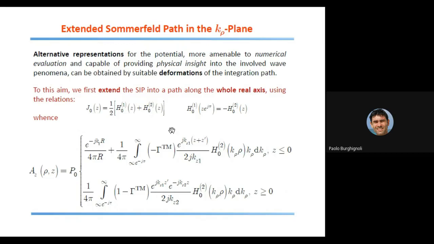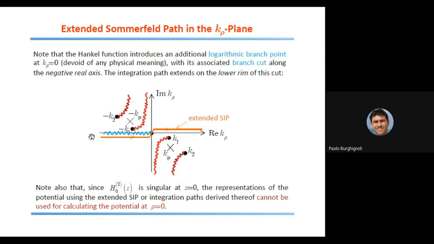So in the end, it is possible to integrate along the entire real axis by involving only the Hankel function of the second kind. So here you see the potential that solves the Sommerfeld problem expressed in terms of integrals along the whole real axis. That is the so-called extended Sommerfeld integration path that runs here along the negative real axis and also along the positive real axis.